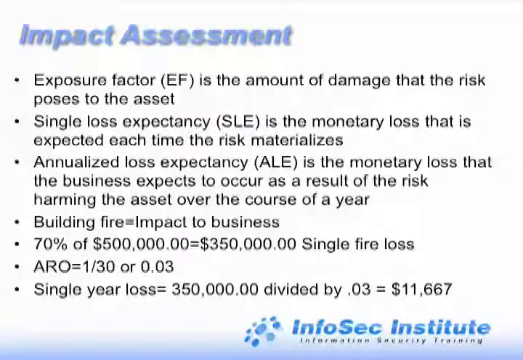Good old ARO, annual rate of occurrence. Then your ALE, which is annualized loss expectancy. Everybody comfortable with the math there? Once you correct the last one, so it's multiplication.